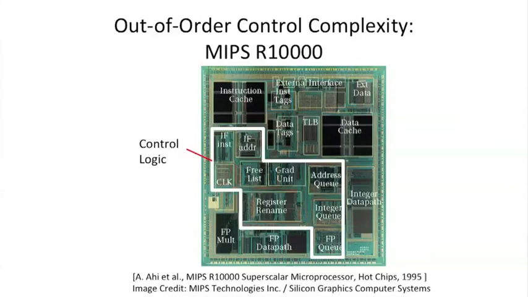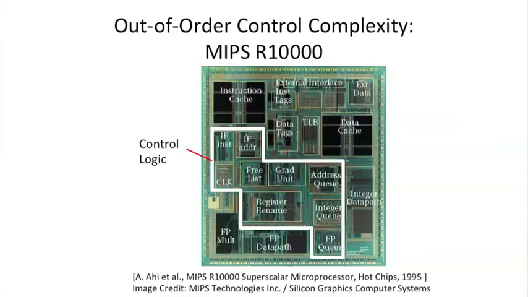But what's interesting to see here is the percentage of this die that's actually doing compute. Let's say this integer data path, the floating point data path, the floating point multiplier, sort of pales in comparison to all the overhead. So this is just to get this idea across.